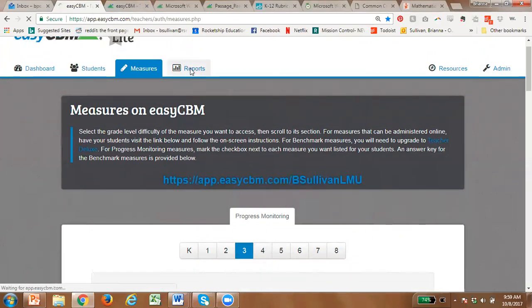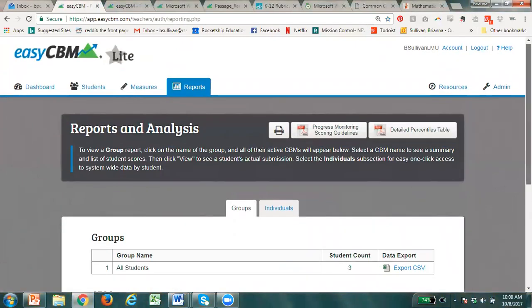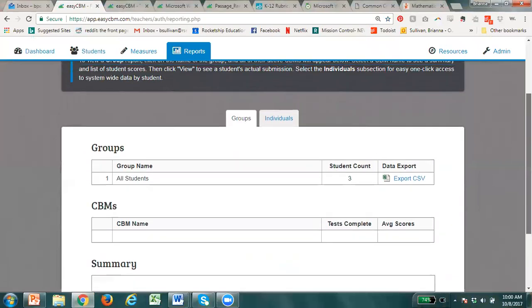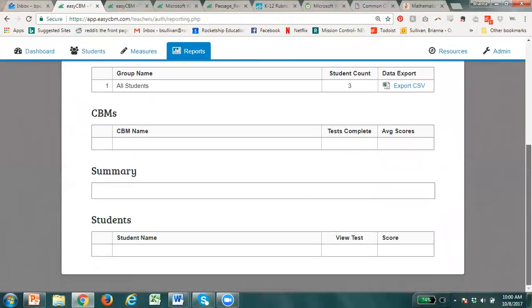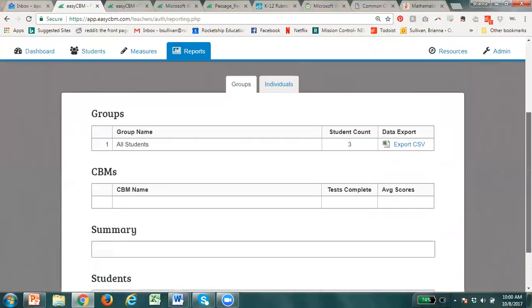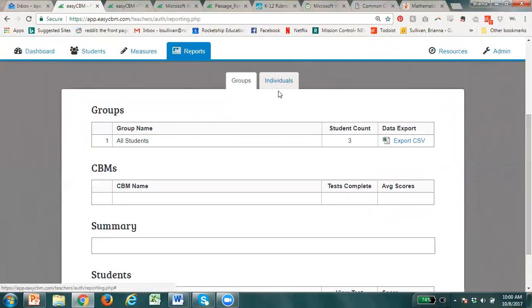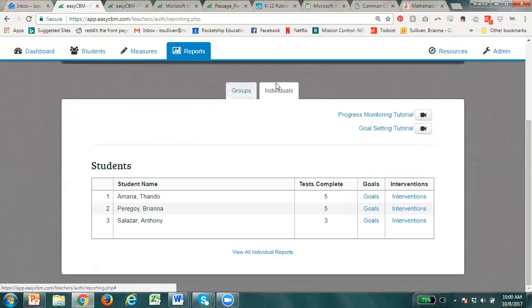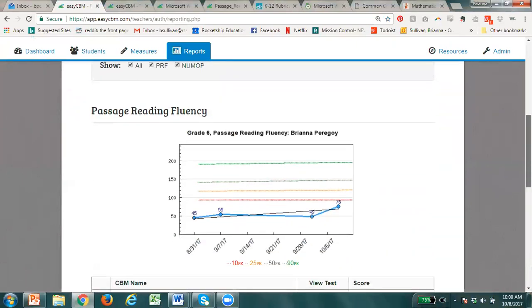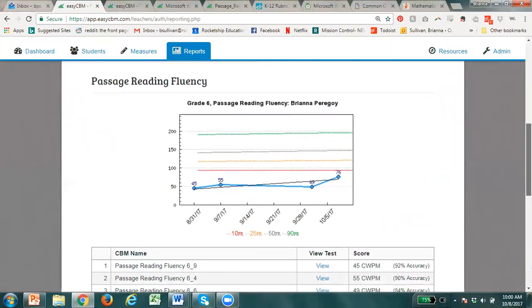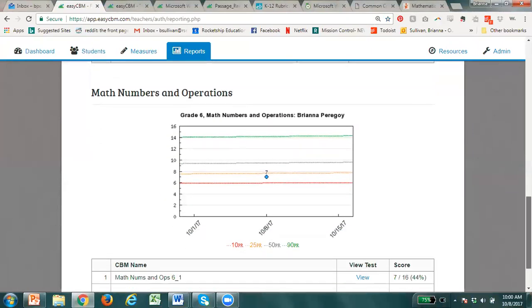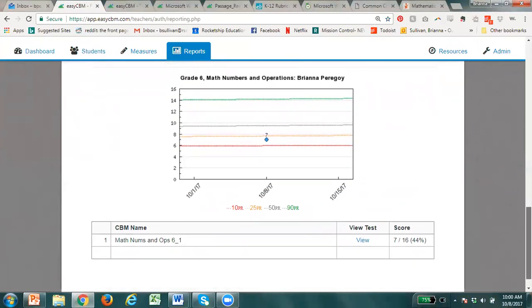And then what you actually see after they take a measure, you can see their one-time score that can help you verify if they're average, above average, below average, or you can see their actual progress monitoring over time. So I'm going to go to individual students, this tab here, and I'm going to pull up myself. And these are what the graphs look like, right? So I put in a couple sample scores for reading fluency and one for math.